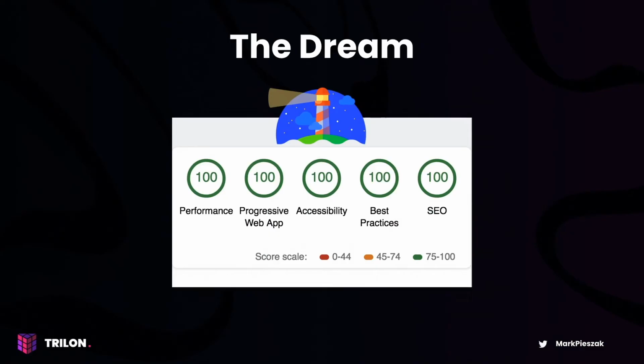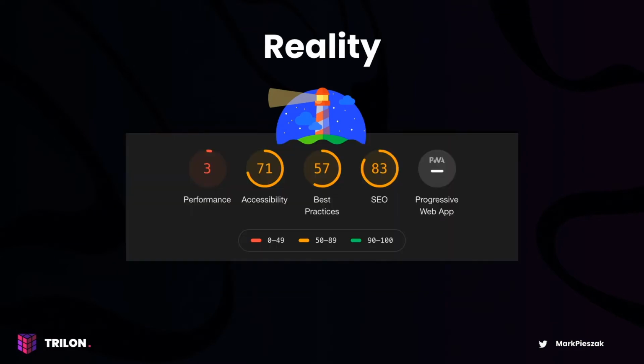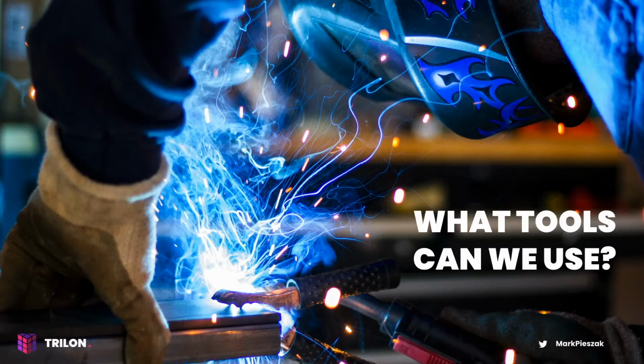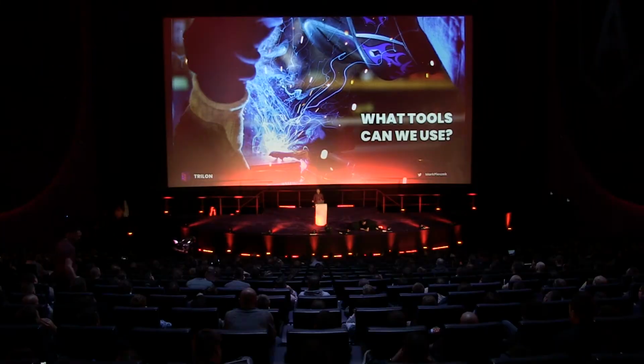The dream with Lighthouse is 100 across the board. The reality, it's probably a lot worse. Believe it or not, this is actually CNN.com. But burn. So what tools can we use as Angular developers? We've used Lighthouse. Now what?